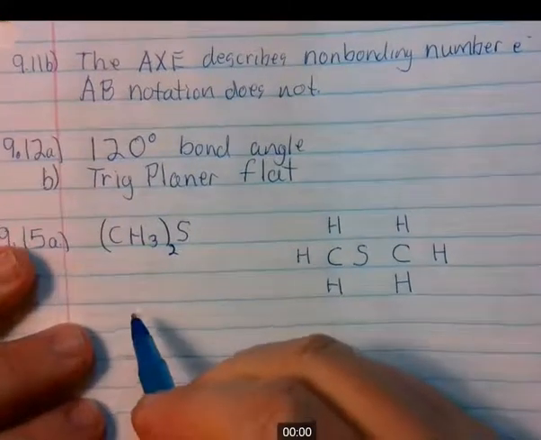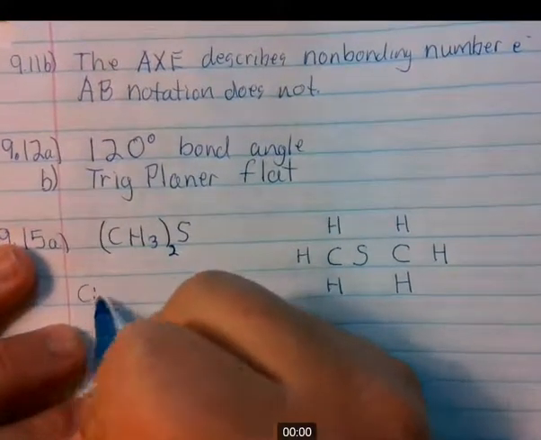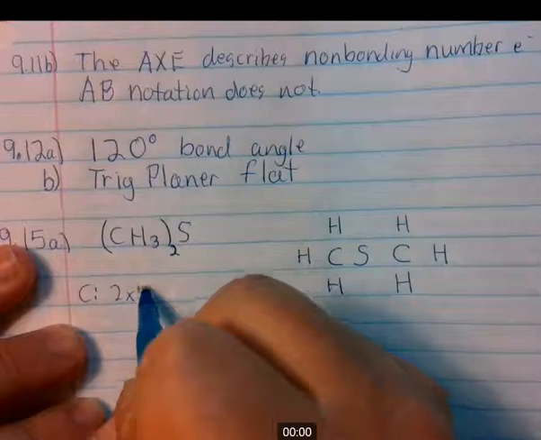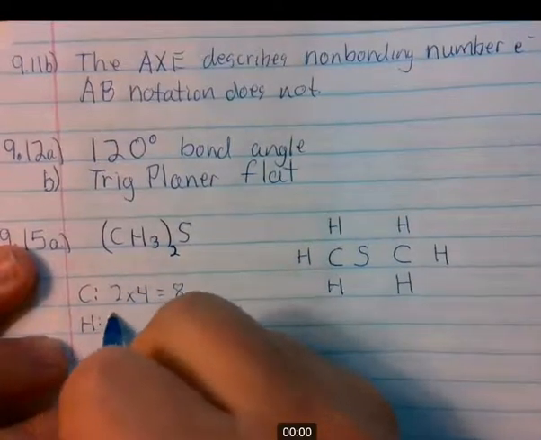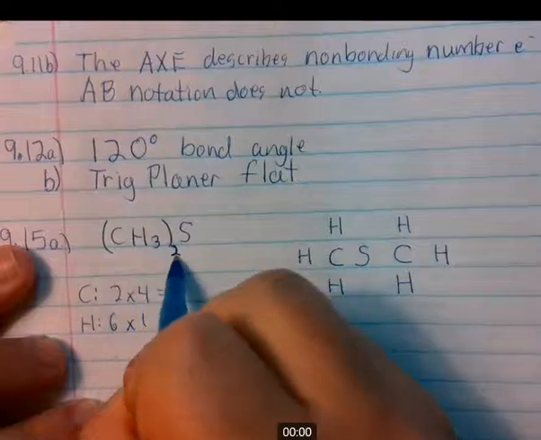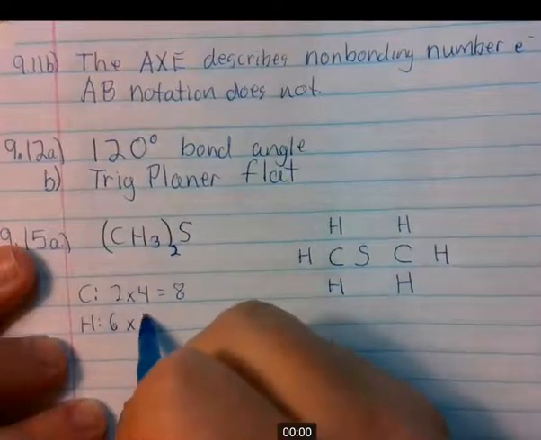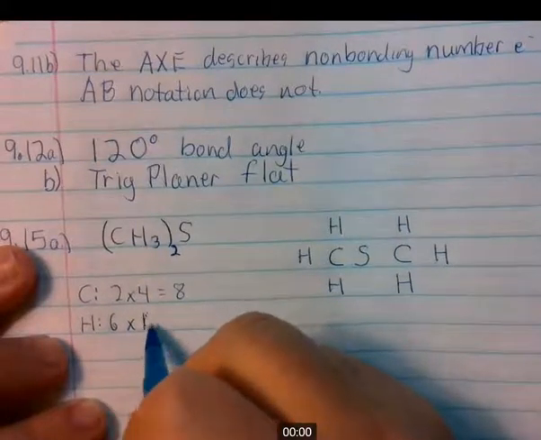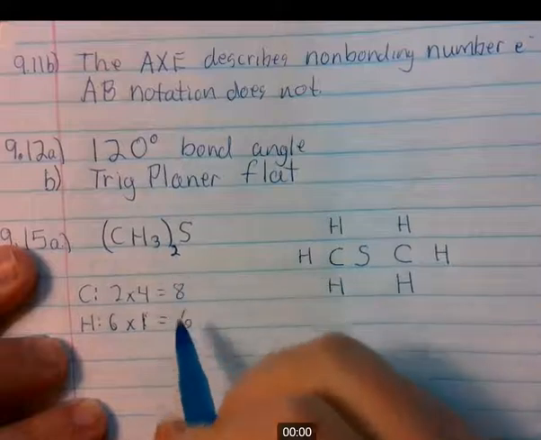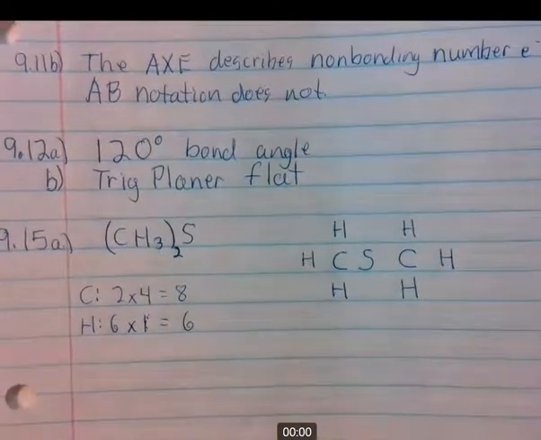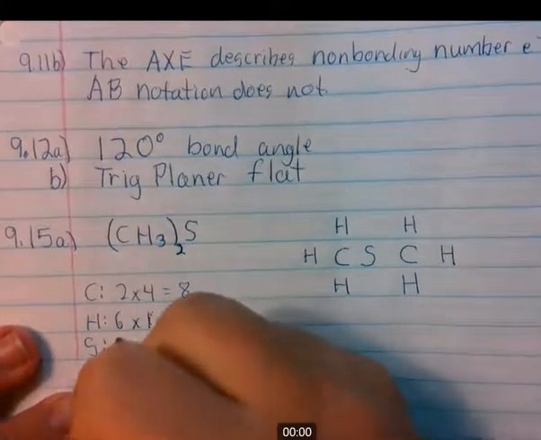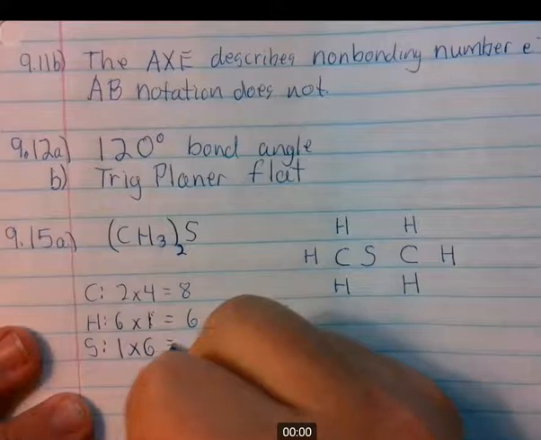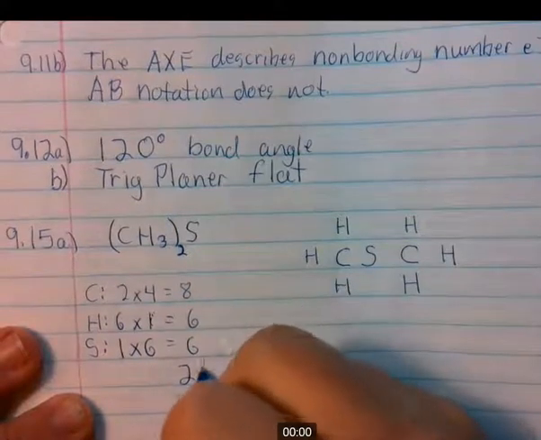So how many electrons do we have? So for C, we have 2 times 4 equals 8. For hydrogen, we have 6 times 1. You got 3 there, and then you multiply the whole thing by 2. So 6 times 1 equals 6. And then sulfur, for sulfur, you also have 6. So you have 1 times 6 electrons equals 6. That's going to give you 20.